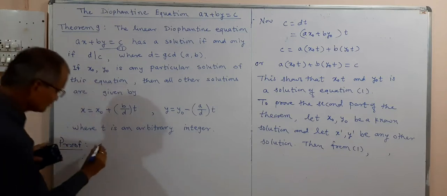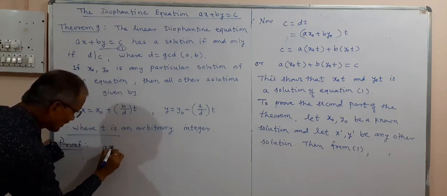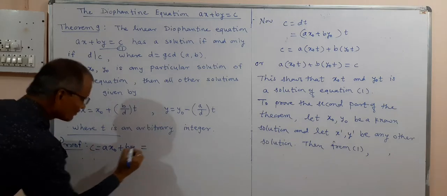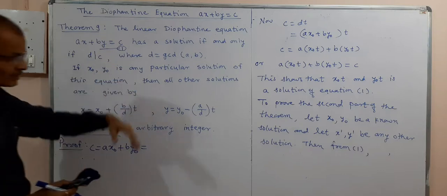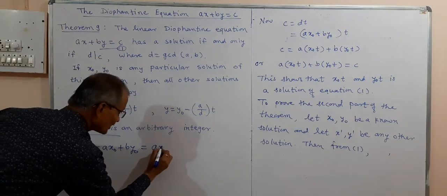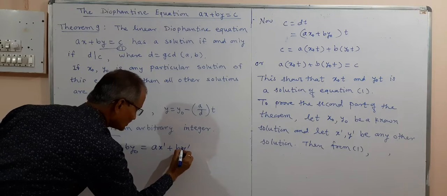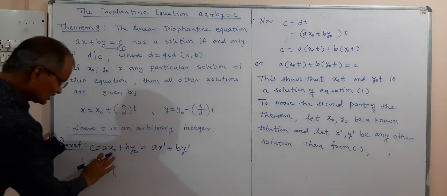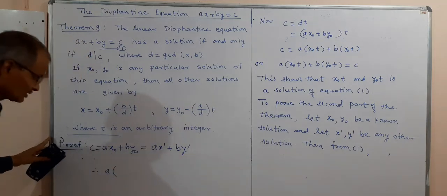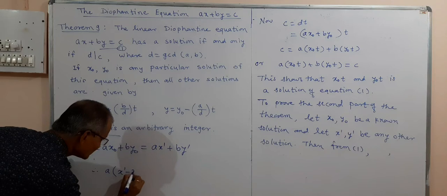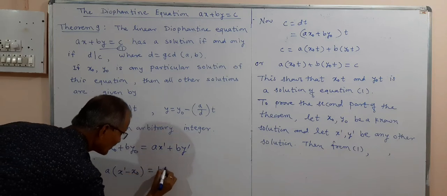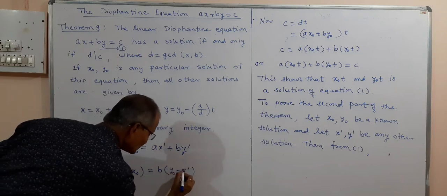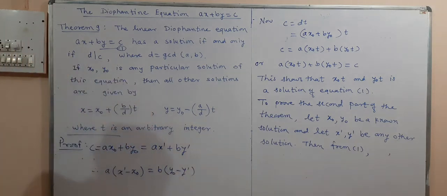a x naught plus b y naught, which is c, is equal to, and x dash, y dash is also a solution, that is a x dash plus b y dash. Or from this we can consider a into bracket. We take this x naught on that side, x dash minus x naught is equal to b, and we take y dash on this side, y naught minus y dash. So this is a relation that we will have.